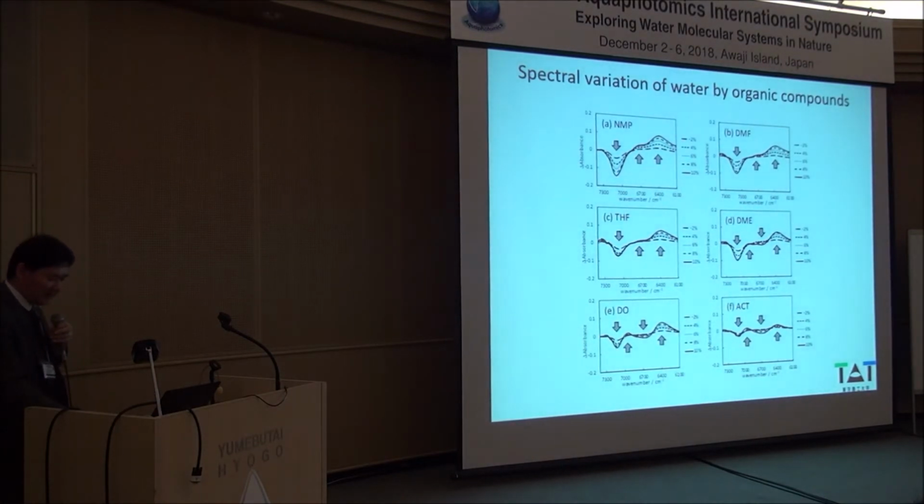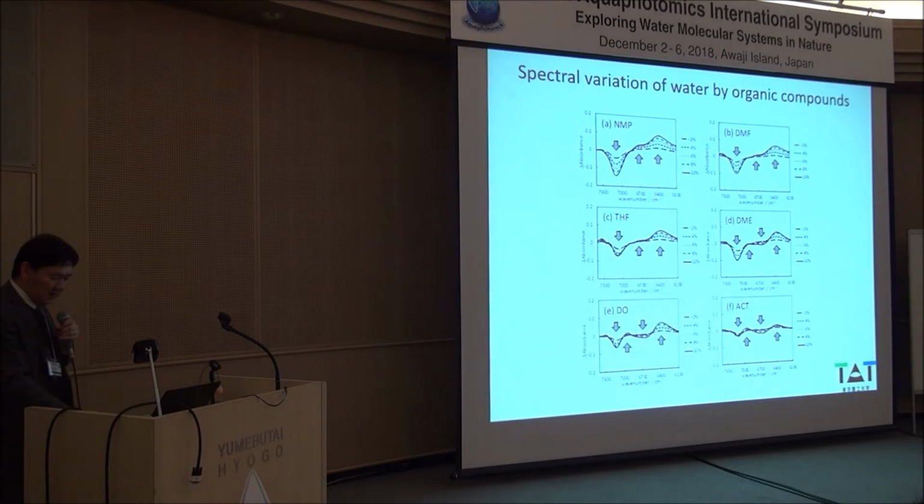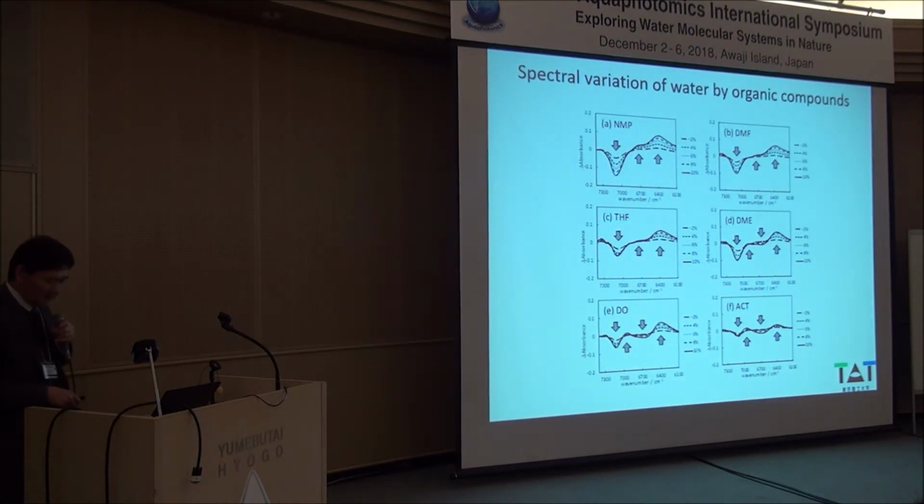Spectral variation for other compounds is shown here. Although the variation depends on the solute, it should be noted that absorption around 7,100 wave number weakens upon mixing the organic compounds, showing that the hydrogen bond network strengthens. In addition, absorption intensity around 6,400 wave number increases for all compounds. Mixing polar organic compounds causes the formation of strongly hydrogen bonded water.